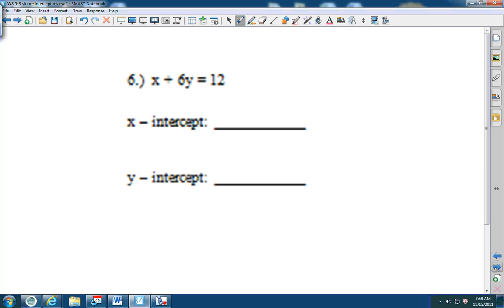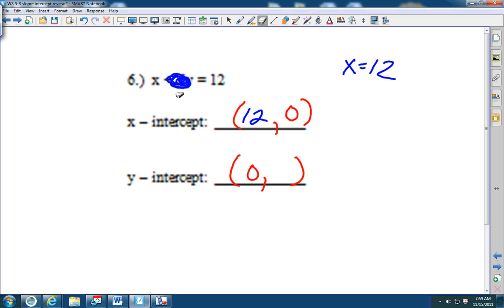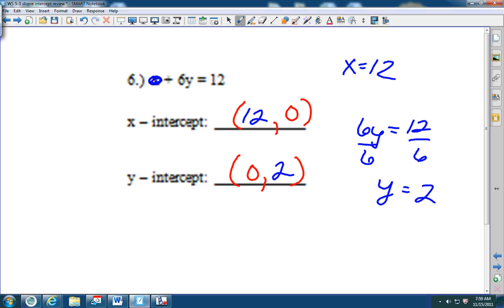Next, same type of problem. To find the x and the y-intercept, remember, the x-intercept has a y number of 0. The y-intercept has an x number of 0. To find the x-intercept, I would cover up the y. What do you have? x equals 12. There's nothing else you need to do. So you have (12, 0). The y-intercept, I'd cover up the x, and I'd get 6y equals 12. Divide by 6, y equals 2. There they are.